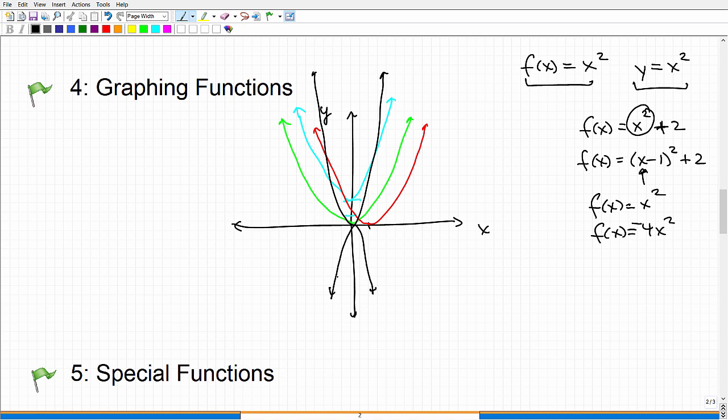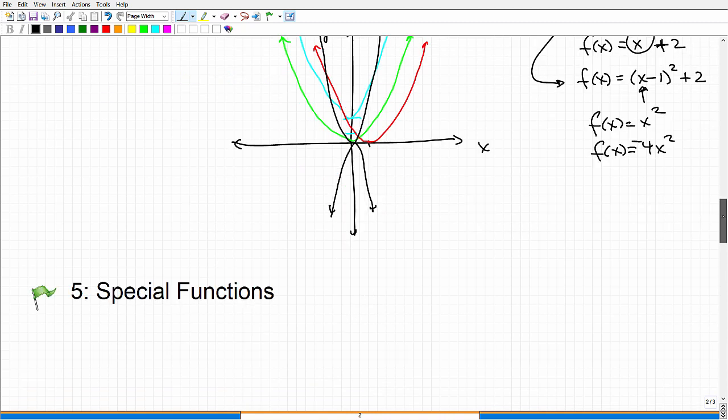Okay, so you can have a function. You'll be given a regular function, and then you'll be told to graph the effect of all these different shifts that go on. Okay, these translations. You need to know that.